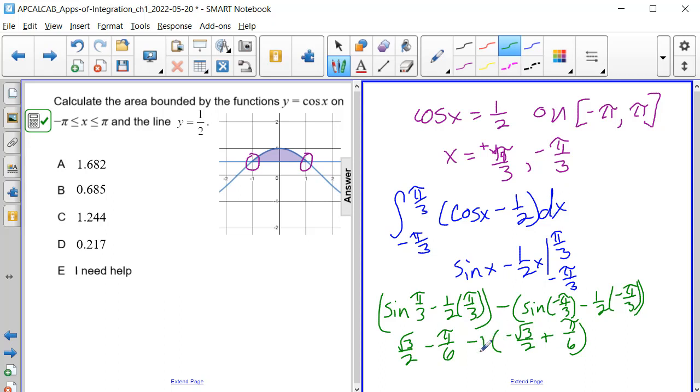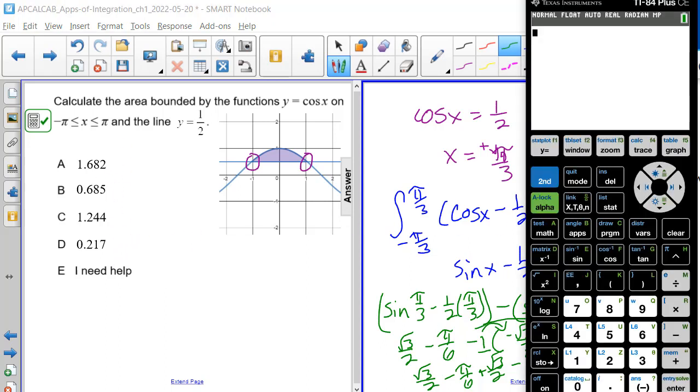And now if we distribute this -1 that's outside through to both terms, we'll have the square root of 3 over 2 minus pi over 6 plus square root of 3 over 2 minus pi over 6. And that's going to simplify to square root of 3 minus pi over 3. Now all of these values are decimals, so let's get out our calculator and substitute those in there.